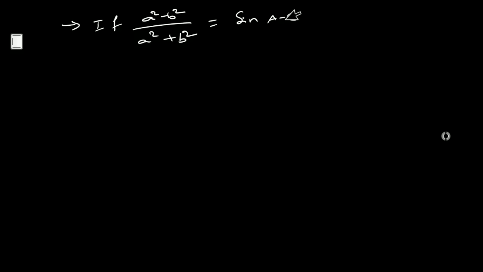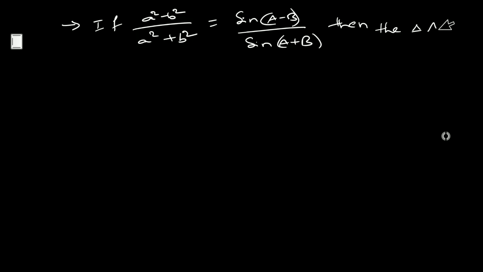Next problem. In a triangle ABC, if (a square minus b square) divided by (a square plus b square) is equal to sine of (a minus b) divided by sine of (a plus b), if this is happening in a triangle ABC, then what type of triangle is ABC? We need to identify the type of the triangle.